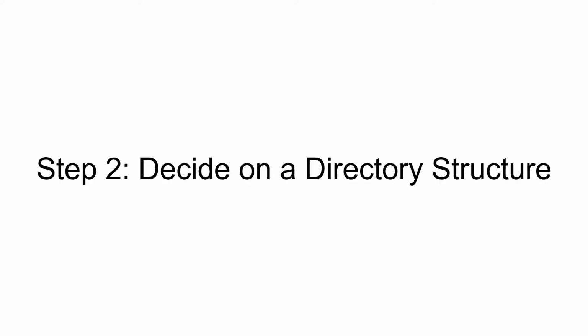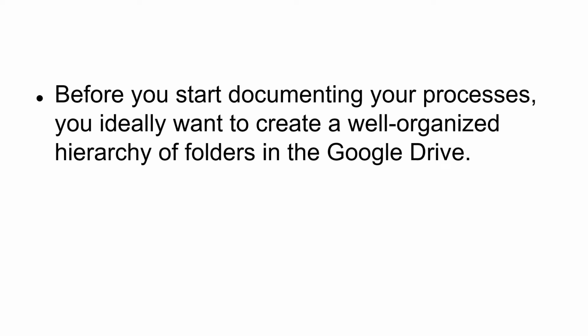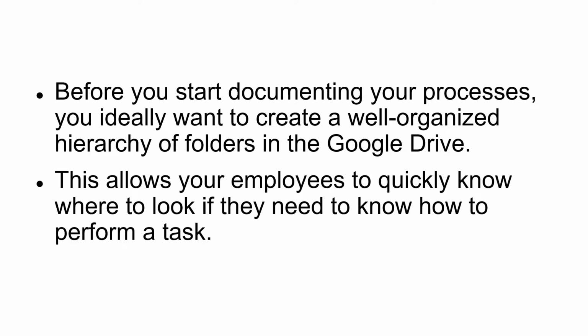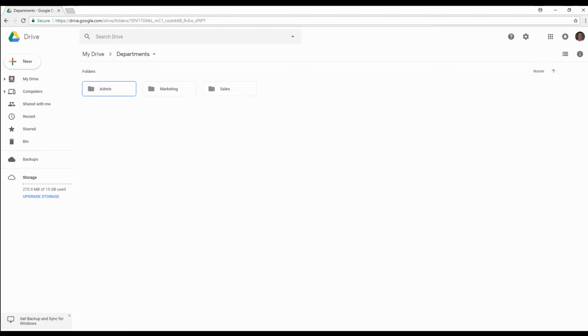Step 2. Decide on a directory structure. Before you start documenting your processes, you ideally want to create a well-organized hierarchy of folders in the Google Drive. This allows your employees to quickly know where to look if they need to know how to perform a task. A good rule of thumb to follow is to organize folders by departments. Getting this correct will allow you to build a solid foundation and never have to worry about disorganization.